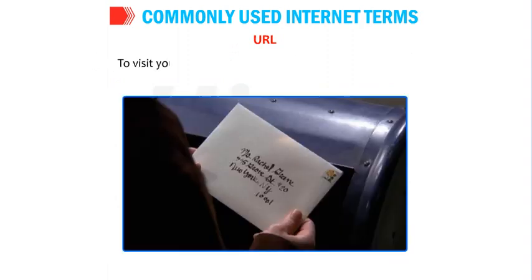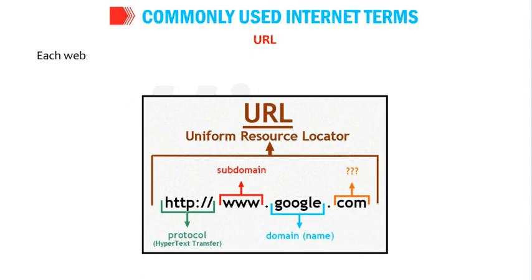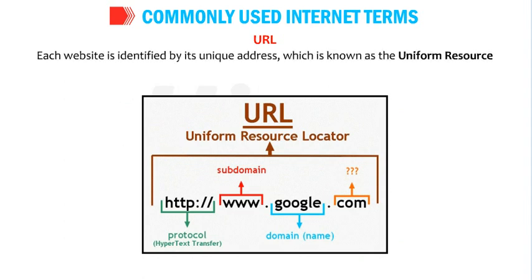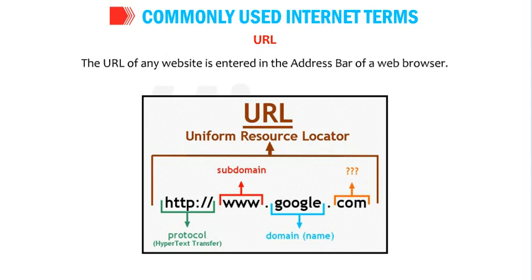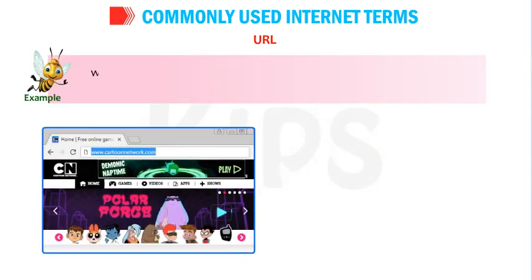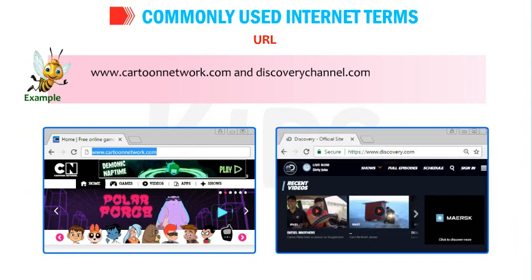URL. To visit your friend's place, you need to know his address. Similarly, to visit any website, you need to know its address. Each website is identified by its unique address, which is known as the Uniform Resource Locator, URL. The URL of any website is entered in the address bar of a web browser. For example, www.cartoonnetwork.com and discoverychannel.com are the URLs of Cartoon Network and Discovery Channel respectively.